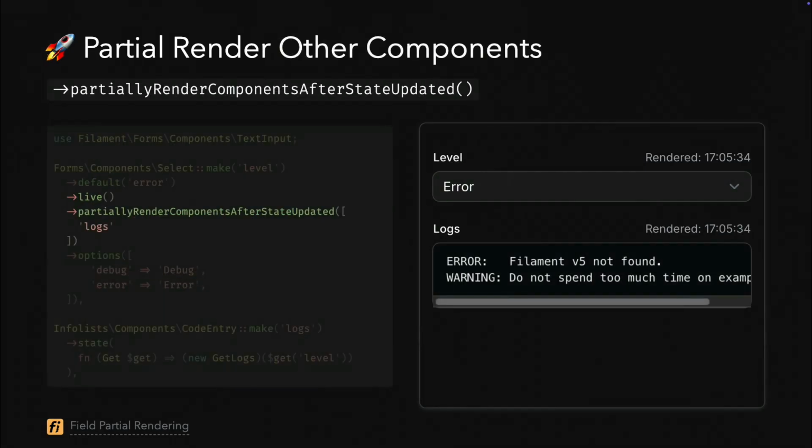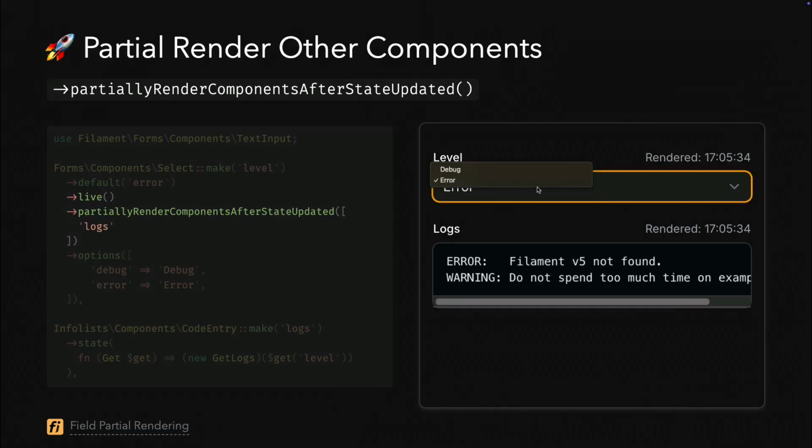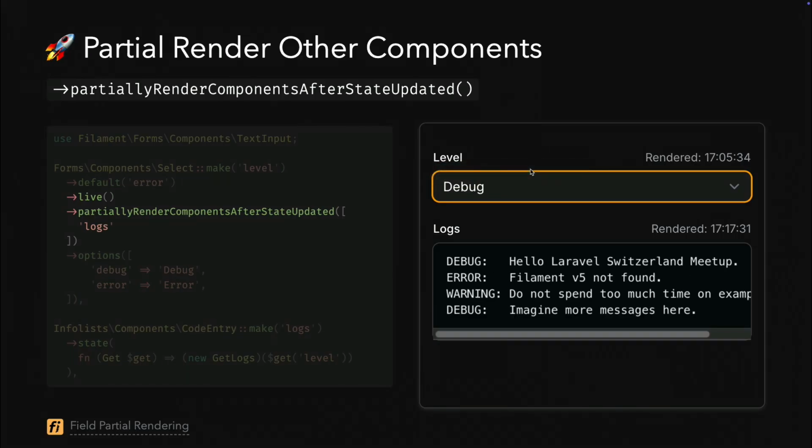Maybe you don't want to re-render just the one you're editing, but maybe you want to re-render other components partially. So for that, we now have partiallyRenderComponents after state updated. And you just need to pass it the keys of the components you want to re-render. And then it re-renders those components. For example, in this example, I have a select input at the top, and when I change something here, it just renders that log output at the bottom.